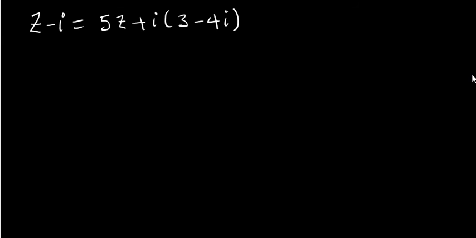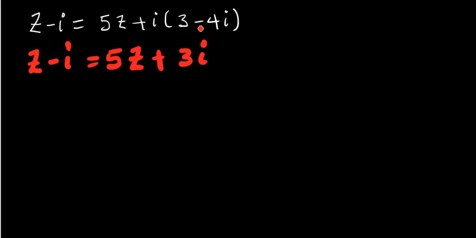So when we continue, here where we stopped. Therefore, z minus i is equal to 5z plus, I will multiply each of them, 3i minus, minus is going to be plus, because i times i, you know, is negative 1. Negative of negative will be plus 4i times i, just plus 4 only.